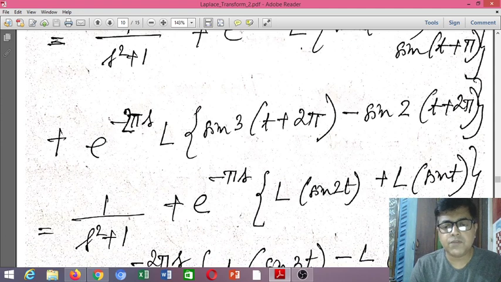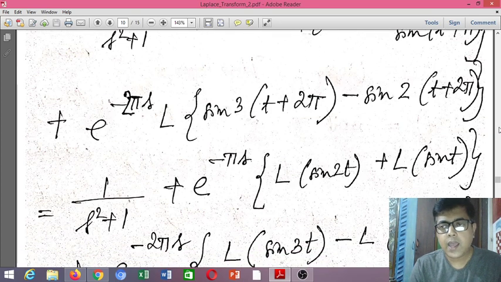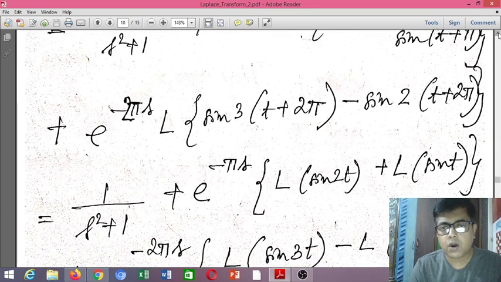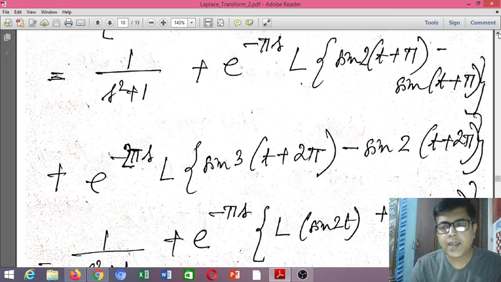So now we have to just simplify. So the first term was 1 by s square plus 1, we keep it like this. Then we got e to the power minus pi s, and then we have got Laplace transform of sine of 2t plus 2 pi, which is L of sine 2t, and minus sine of t plus pi, which is minus sine t, so it becomes plus sine t, and if we take the Laplace transform using linearity property, it is L of sine t. So e to the power minus pi s multiplied by L of sine 2t plus L of sine t finally.